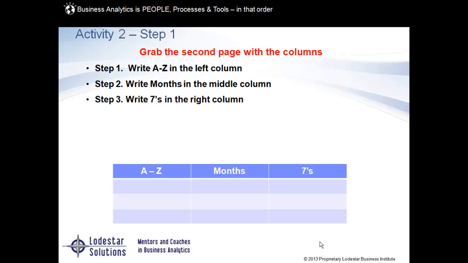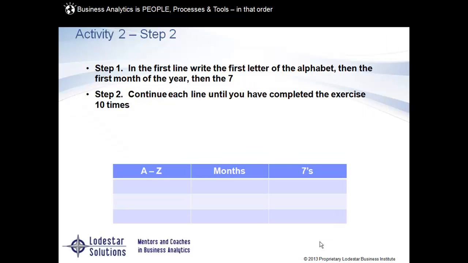Before we start, push that other sheet that you just did somewhere else. Turn it on its side, turn it on the back so you can't see what you did. Okay, so now I want you to write horizontally. I want you to write A, January 7.